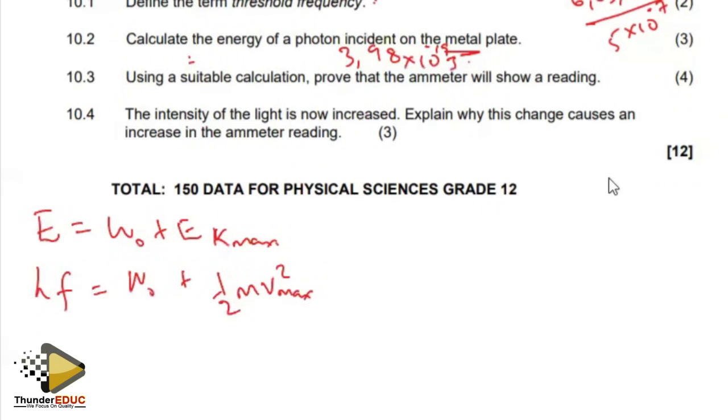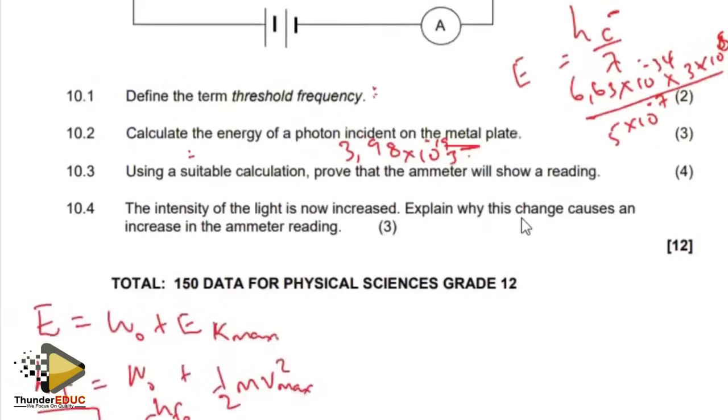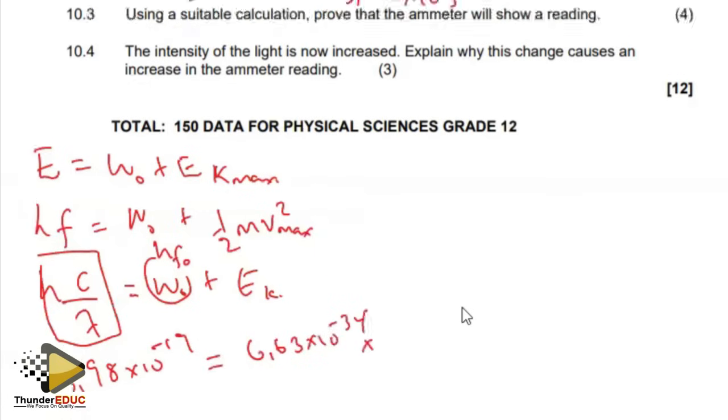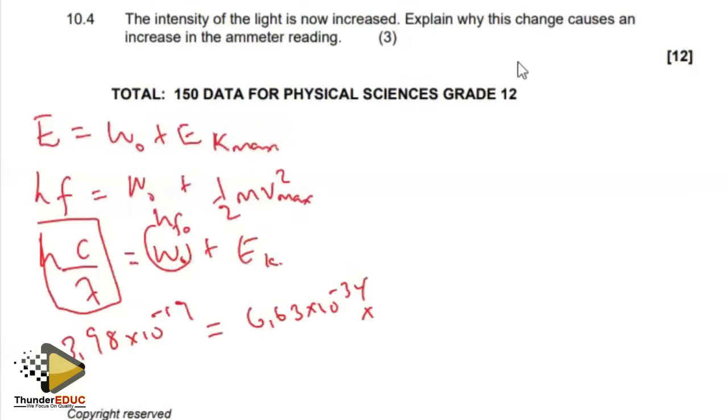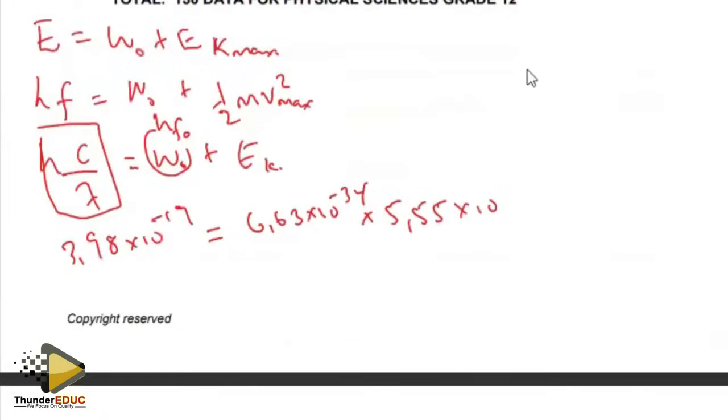So then I don't have frequency, so it's hc over lambda again is equal to my work function plus EK max. And then I'll do my substitution. We know that this work function is the same as h multiplied by f naught. So Planck's constant and this whole thing, isn't this what we just looked for? The energy of a photon incident. Yes, that's what we got. So you're going to have 3.98 times 10 to the negative 19 is equal to 6.63 times 10 to the negative 34 multiplied by the threshold frequency, which is 5.55 times 10 to the 14. That is correct. And then plus our EK max.